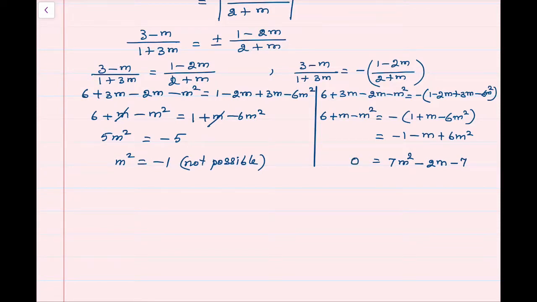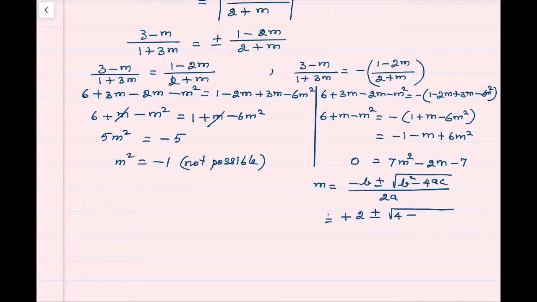We cannot split the middle term. We will use the formula method. m is minus b plus or minus square root of b square minus 4ac divided by 2a, which is equal to minus of minus 2, plus or minus root of b square minus 4 times 7 times minus 7. Minus and minus will become plus, divided by 2a is 14.